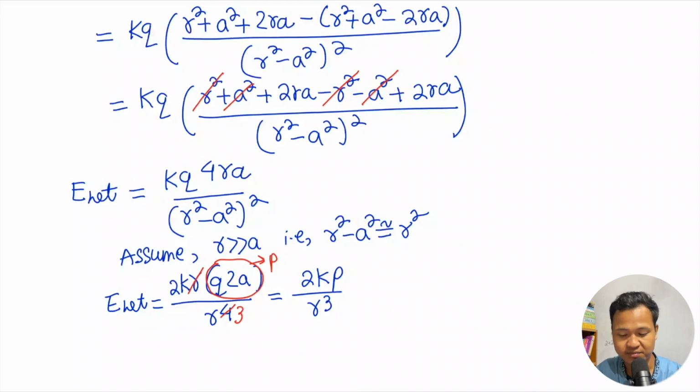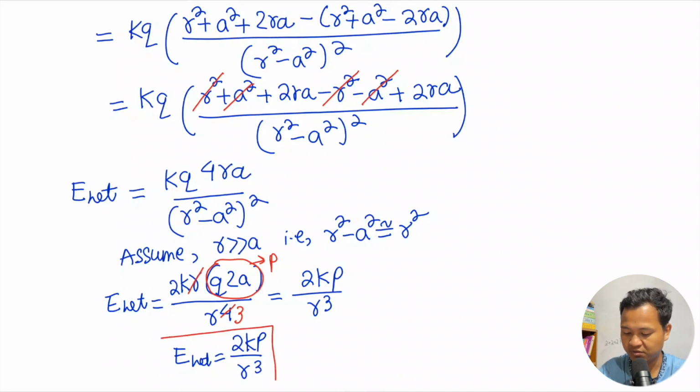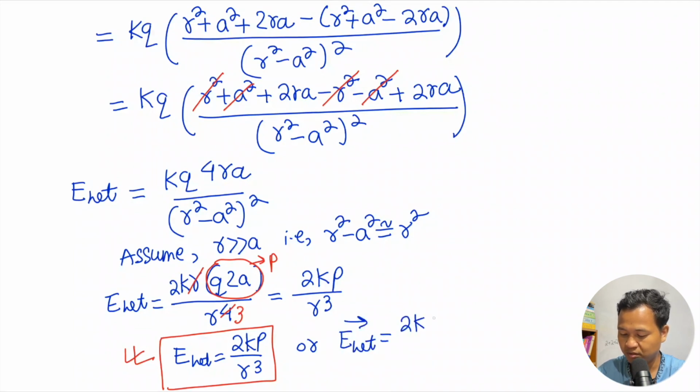So this is the formula for the electric field due to an electric dipole at a point on the axis of the dipole. Here E for the axis is 2kP divided by R cube. This is a direct question, so remember, very important. In vector form, E net is 2kP vector divided by R cube.